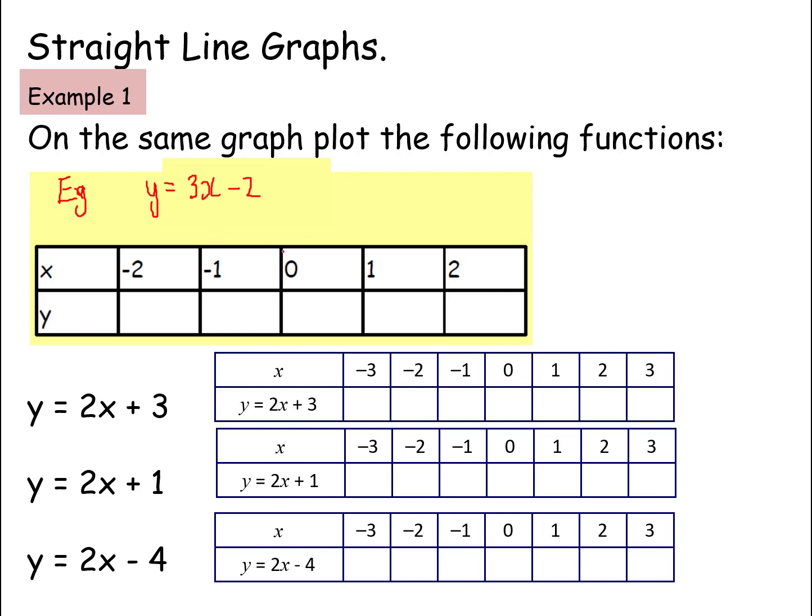Let's start with the 0. So when x equals 0, we substitute that into the x. That's 3 times 0 minus 2. Remember your rules of BIDMAS, multiplication first. 3 times 0 is 0, and so 0 minus 2 is minus 2. Let's try it with the 1 now. So y equals 3 times 1 minus 2, BIDMAS. So that equals 3 minus 2, so that equals 1. And we put the 1 in right there.